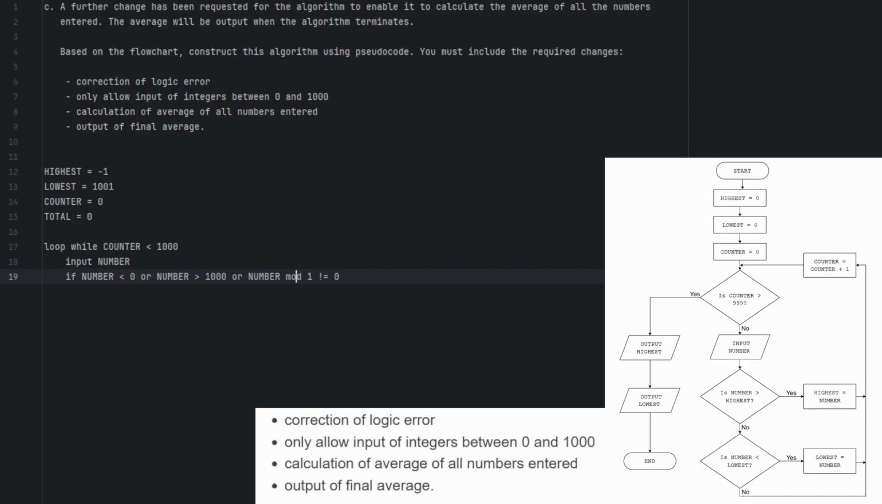Say we had the value 10.5. 10.5 modulo 1 will give 0.5, and 0.5 is not equal to 0. But if we had the regular integer 10, mod 1 will give 0. So this will be false. And then we want to output invalid input.